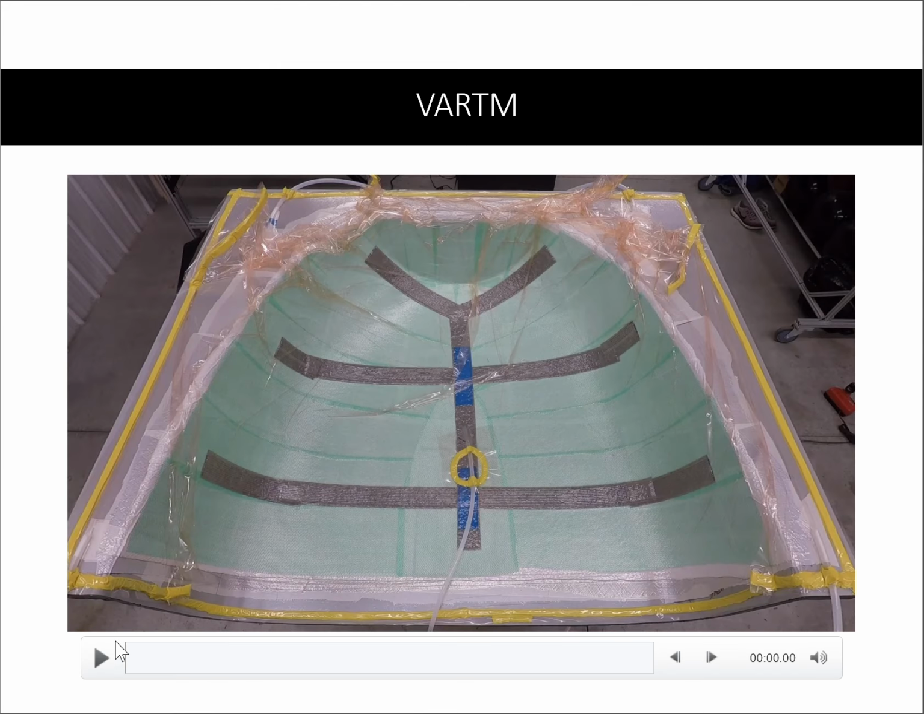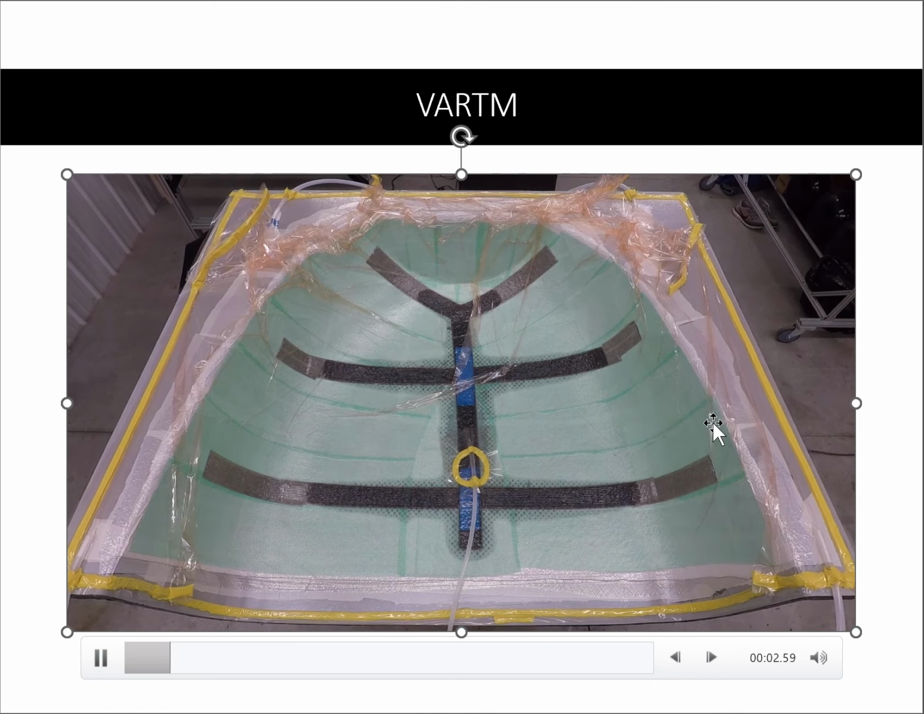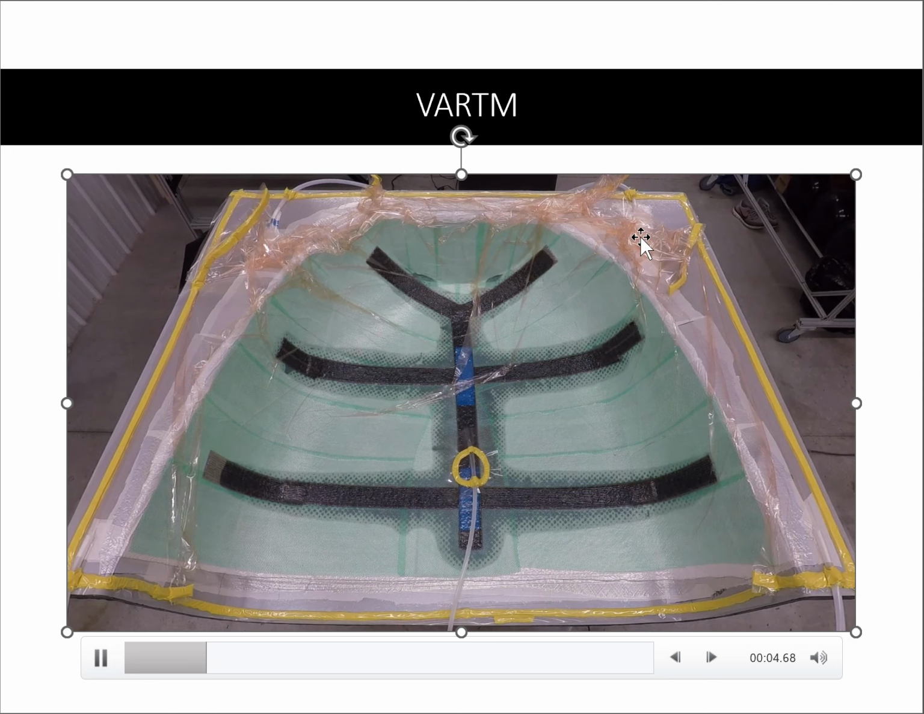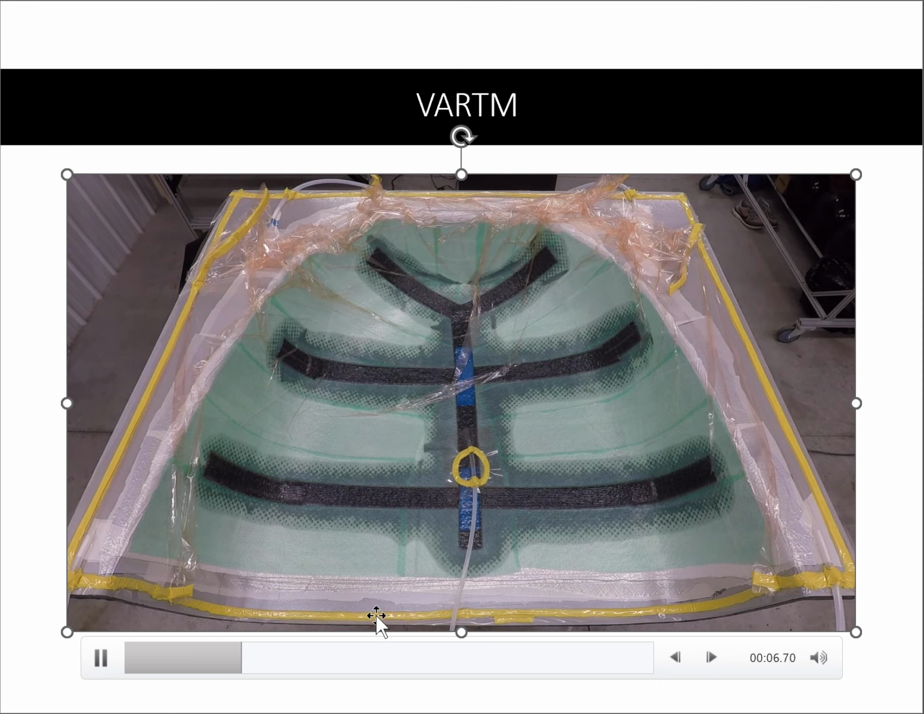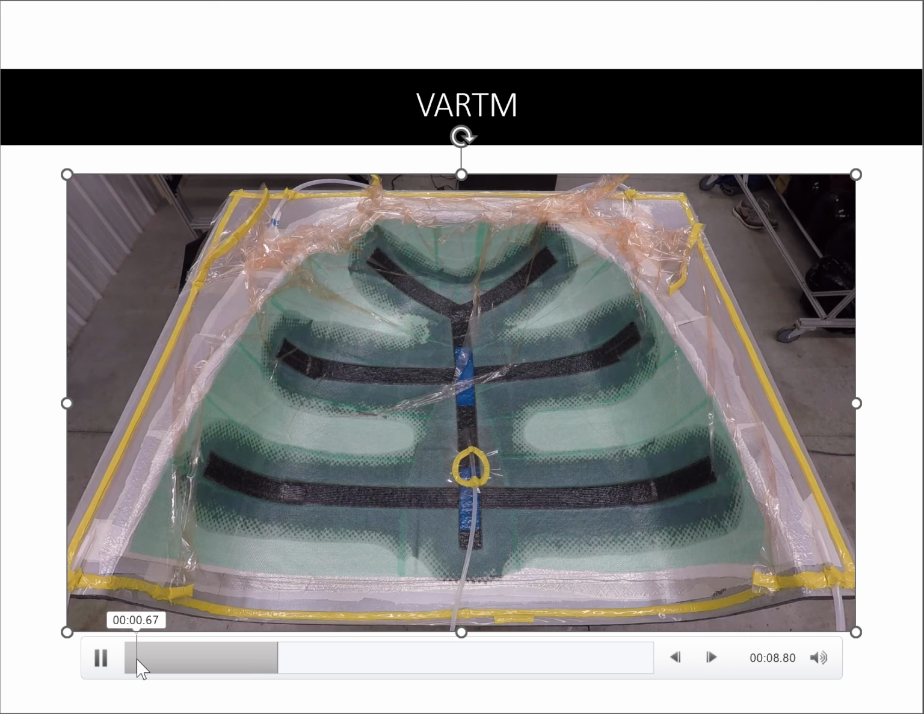An example of the VARTM process. You see, this is your mold, and the green ones are the distribution media, and the black ones are your fibers. This is how it works. Okay, let me play it again.